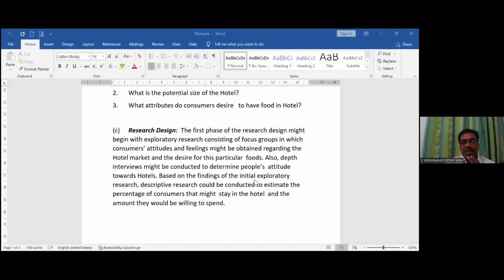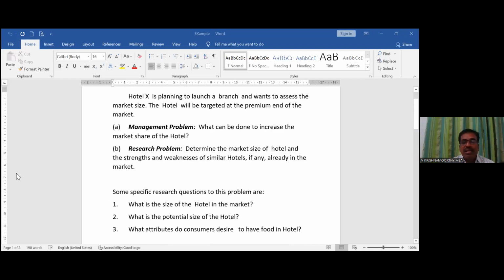Based on the findings of the initial exploratory research, descriptive research could be conducted to estimate the percentage of customers that might stay in the hotel and the amount they are willing to spend. Once we identify the market potential and market share, naturally this is a base, based on which we can also do the descriptive study. So this is the implication of research design.